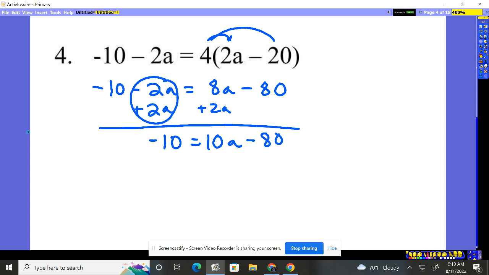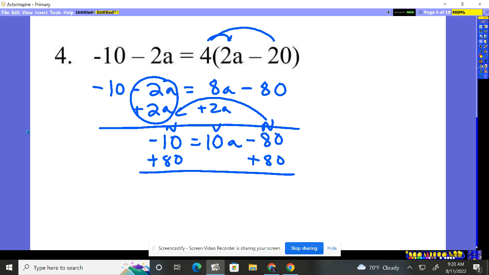So now I have a number here, notice, a variable here, a number here. So it makes sense to move this number over. So let's add 80 to both sides of the equation. Lose 10, gain 80. Well, you've gained 70 overall. So 10a equals 70. So let's now divide by 10. Divide by 10. Woo, ugly 10. A is equal to 7. And there's your answer.